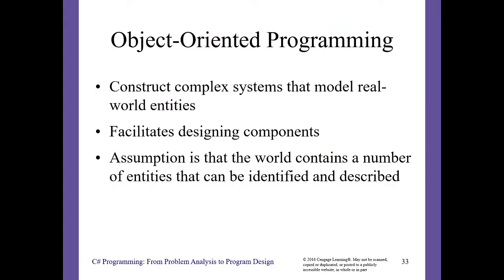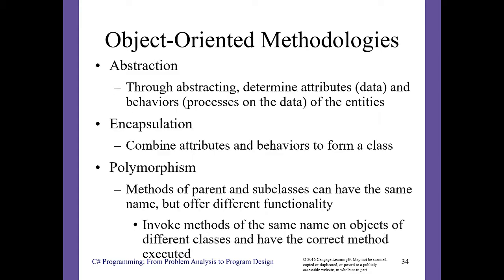If we do object-oriented programming, those tools you saw, kind of some procedural tools like flowcharts and pseudocode, object-oriented programming design methodologies and building of our code gives us an opportunity to construct some more complex systems that are really modeled after the real world. So it gives us the opportunity to really have a better handle on designing our components. And this is kind of based on the assumption that the world contains entities that can be identified and described. So through abstraction, we can think about the data and the processes on the data of different entities.